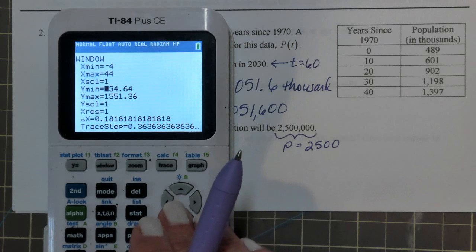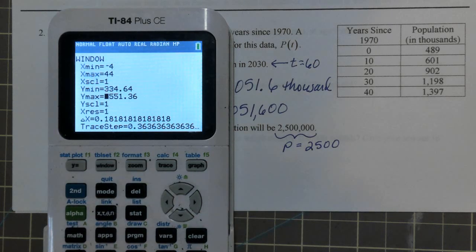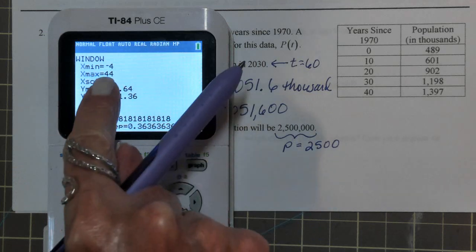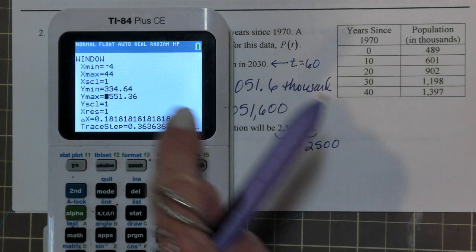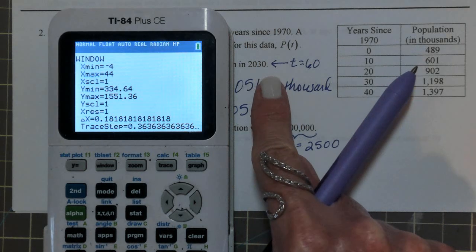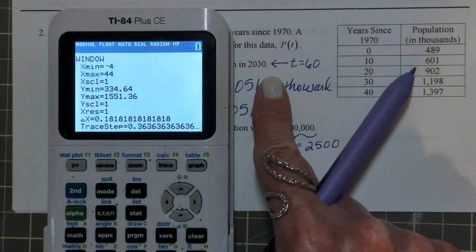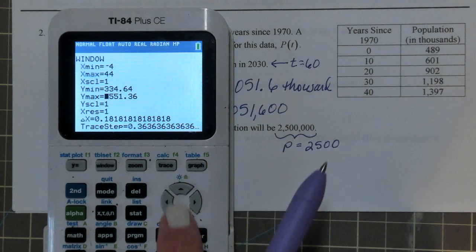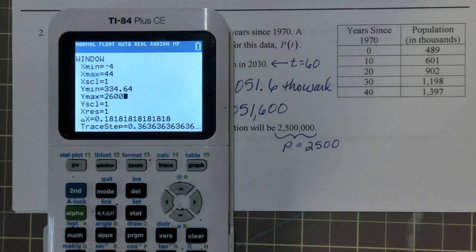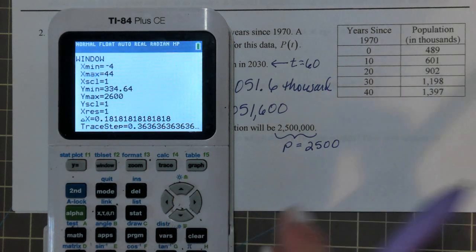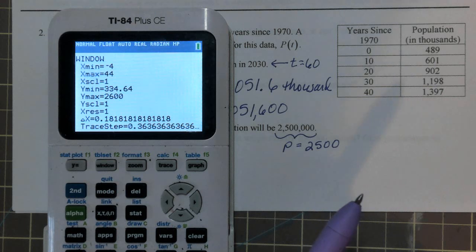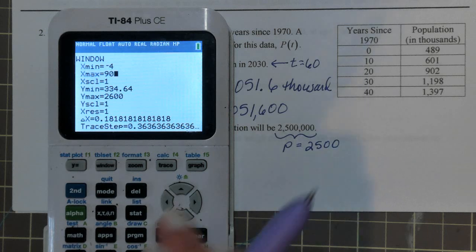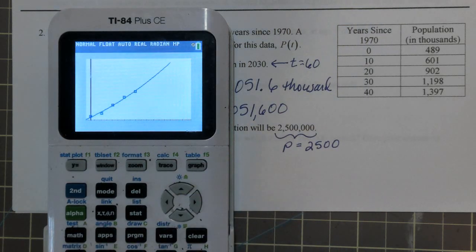So I'm going to come down here to my y max. I'm going to leave everything else. Well, I'm going to have to change my x max as well, because when t was 60, we were at 2030, and I know it's going to be more than 60. So I'll make y max 2600, and for x max, maybe I'll make it 90. I can always come back and play if it's not there yet. There's the curve. It automatically adjusts. Ooh, I barely made it up there.